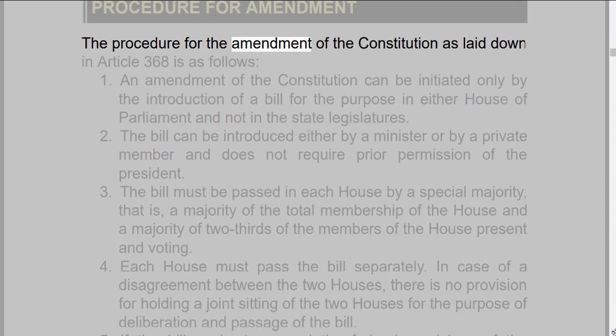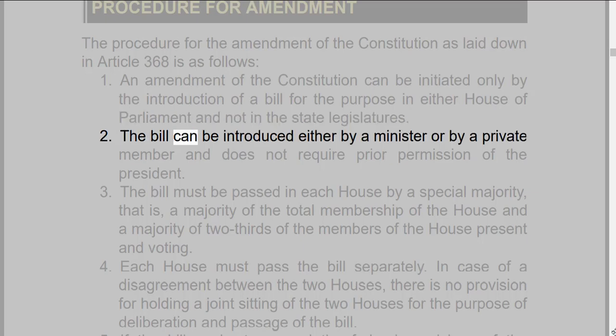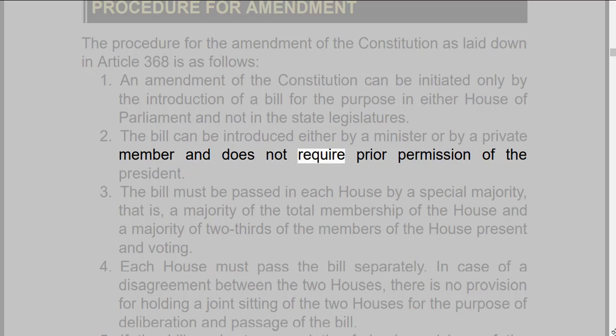Procedure for Amendment. The procedure for the amendment of the Constitution, as laid down in Article 368, is as follows. 1. An amendment of the Constitution can be initiated only by the introduction of a bill for the purpose in either House of Parliament, and not in the state legislatures. 2. The bill can be introduced either by a minister or by a private member, and does not require prior permission of the President.